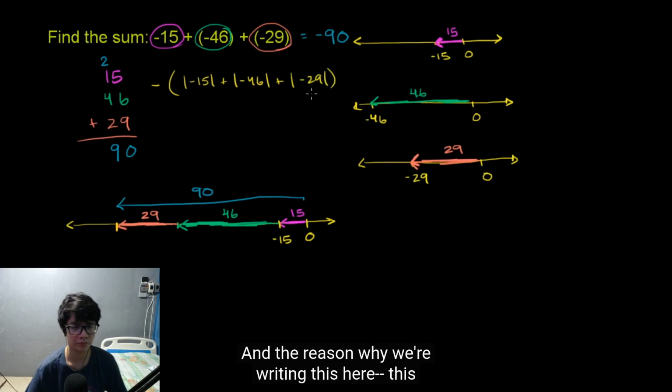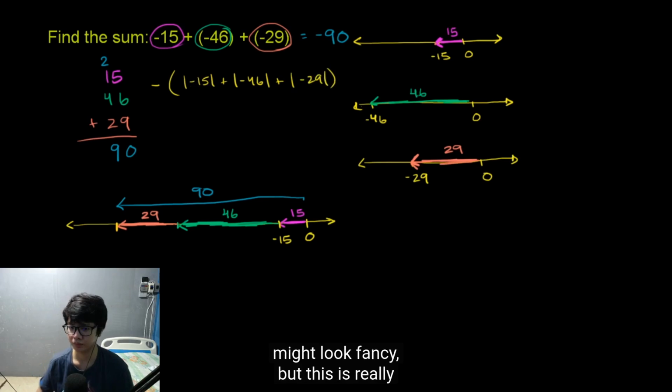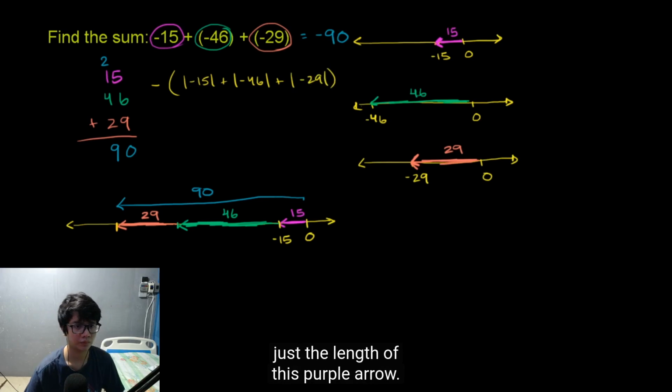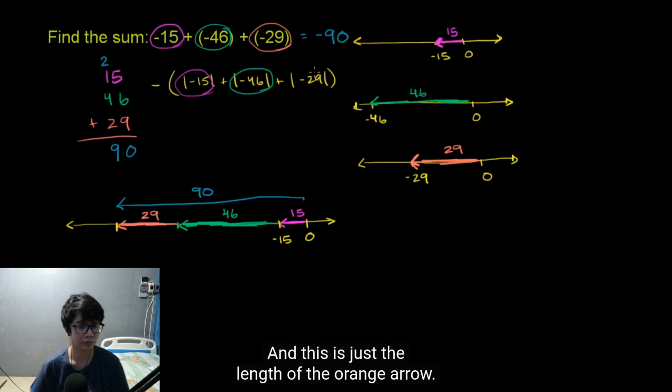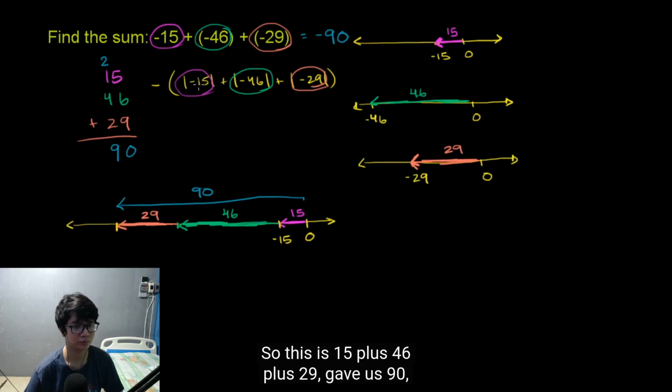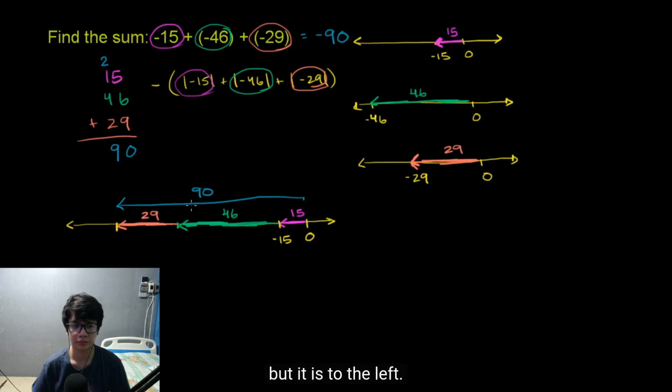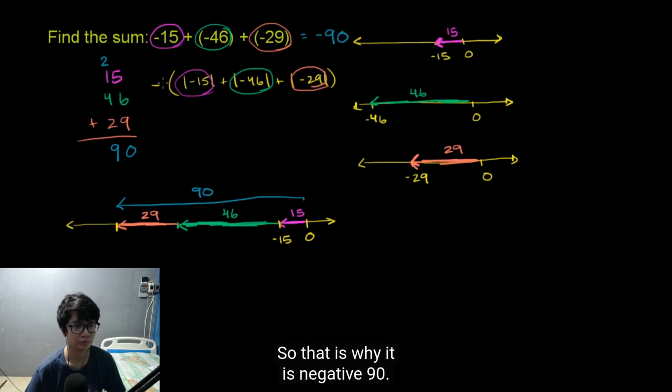plus the absolute value of negative 46, plus the absolute value of negative 29. And the reason we're writing this here is this might look fancy, but this is really just the length of this purple arrow. The absolute value of negative 46 is really just the length of the green arrow, 46. And this is just the length of the orange arrow. So 15 plus 46 plus 29 gave us 90, but it is to the left, so that is why it is negative 90.